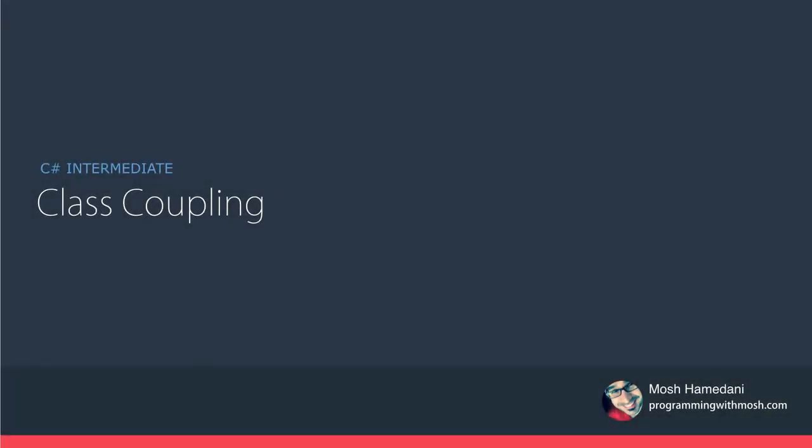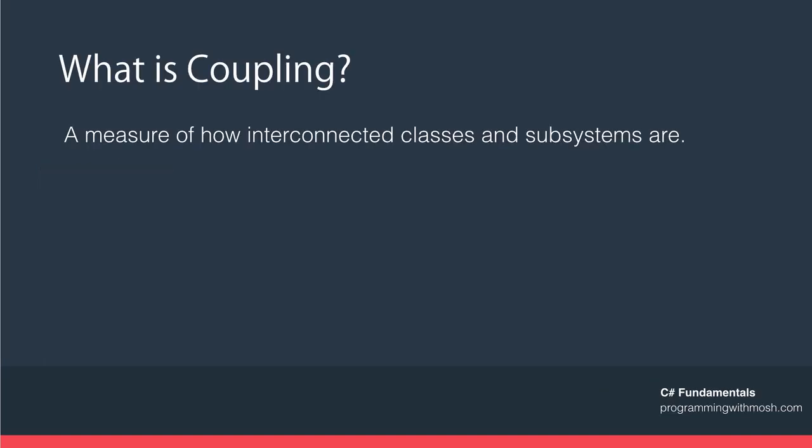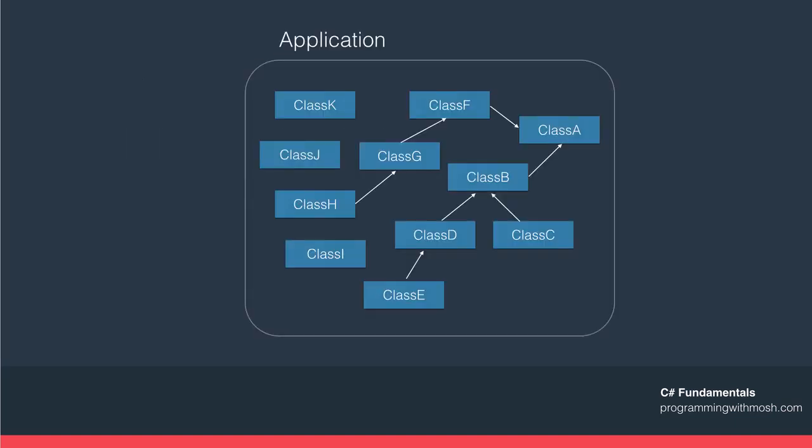Okay, in the last section you learned about classes. In this section we're going to talk about class coupling. What is coupling? In software engineering, coupling is a measure of how interconnected classes and subsystems are.